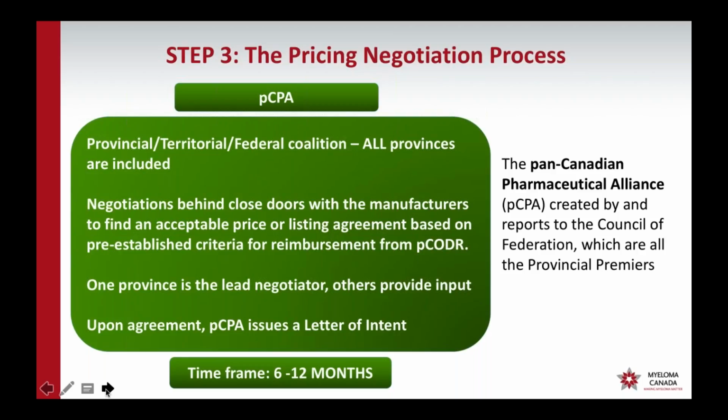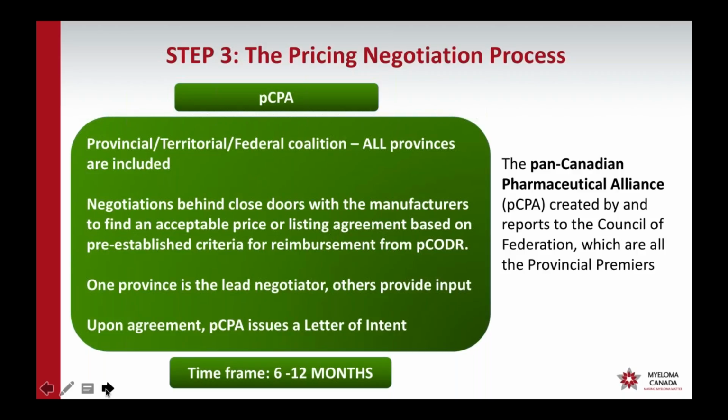Usually one province will take the lead and other provinces will provide their input. So in oncology, we've seen specifically Ontario and Alberta taking the lead in terms of negotiation because of the expertise that resides in those provinces. Not to say that other provinces are not involved, but in general, it's usually those two provinces. Once the negotiations are completed, the PCPA will issue a letter of intent. So that's the letter of agreement between the sponsor and the PCPA to say, well, the drug can be reimbursed at this price and under these conditions.